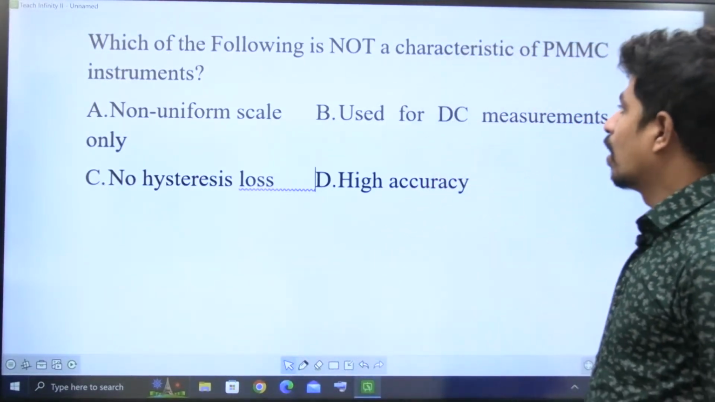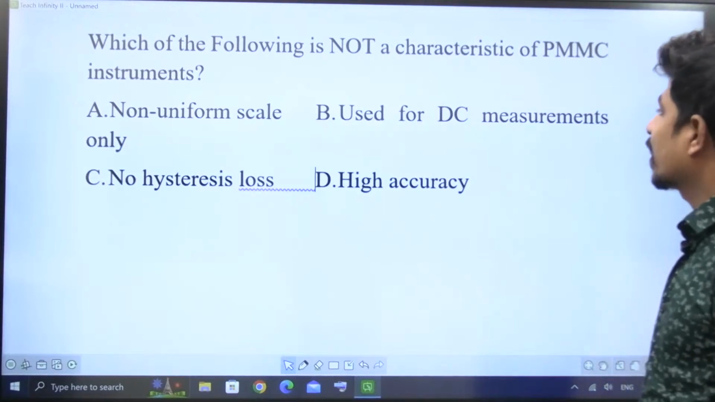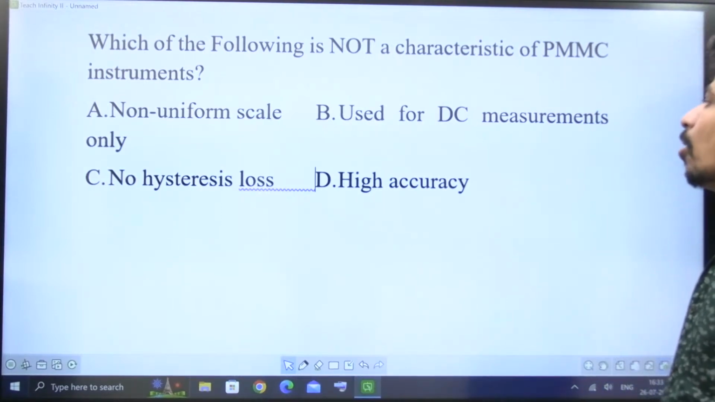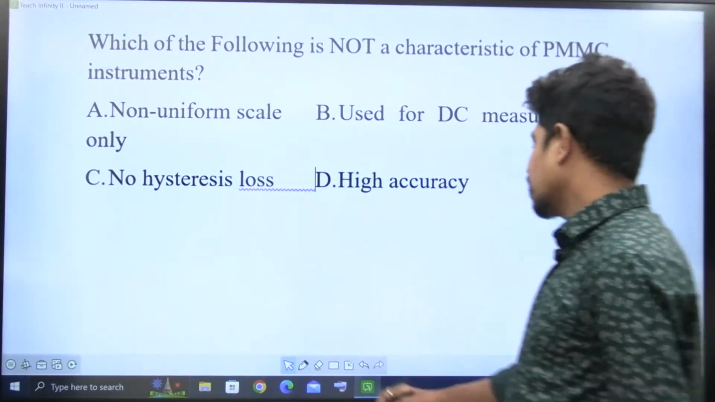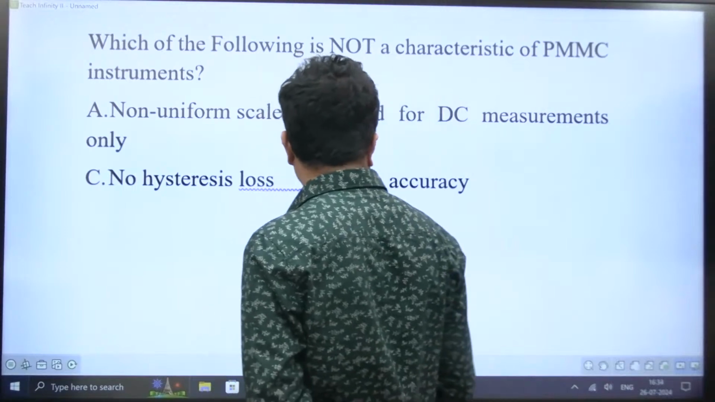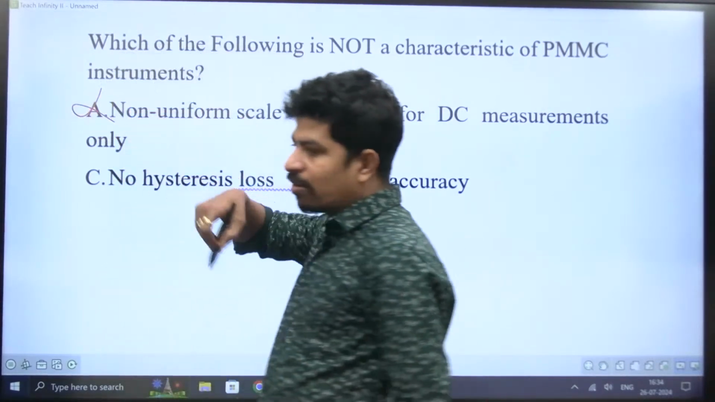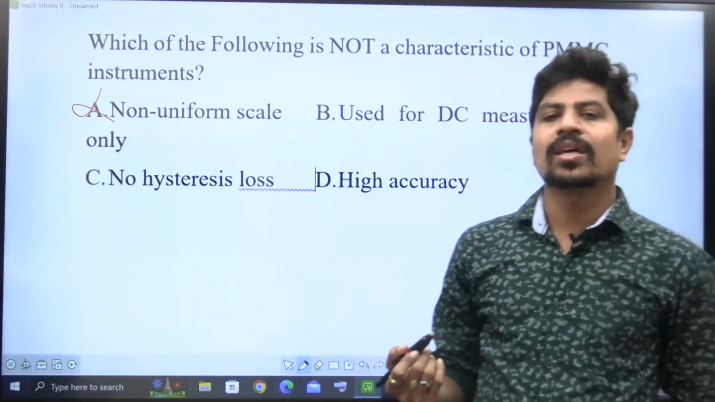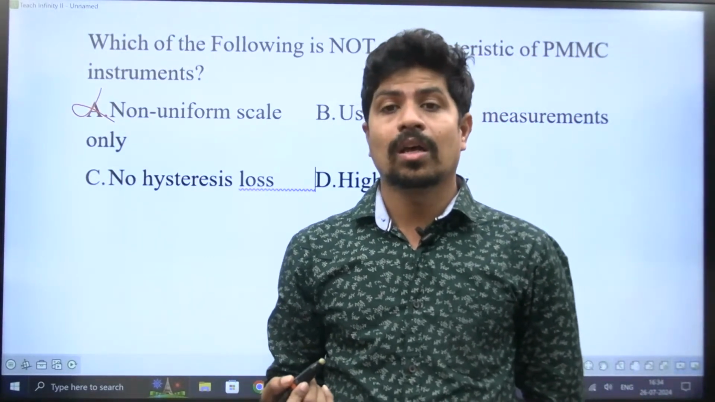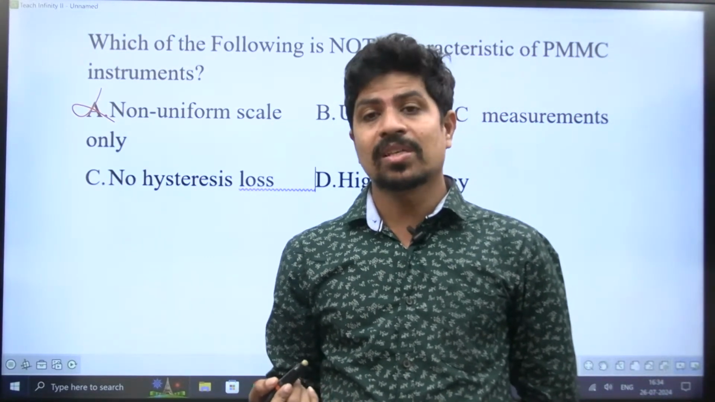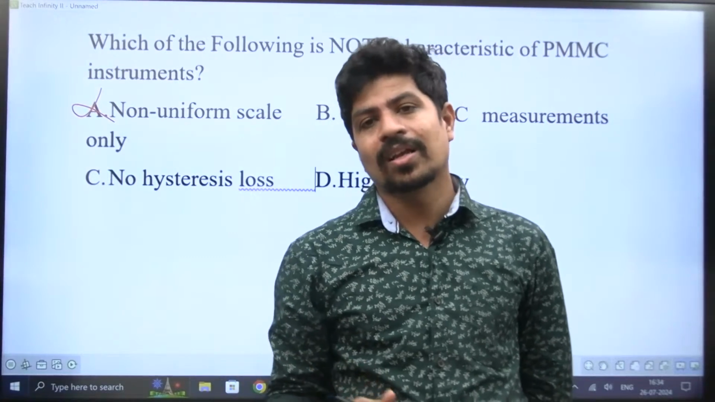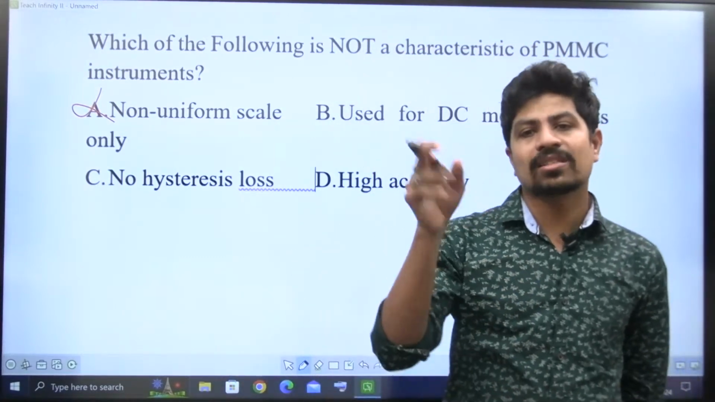Read the points. Which of the following is not the characteristic of a PMMC instrument? Option A is a non-uniform scale. Option A itself is not the characteristic of a PMMC. The scale of PMMC is uniform, whereas the scale of the remaining ones, MI, EMMC, is non-linear. Why? Because there the torque produced is directly proportional to I square, current square.